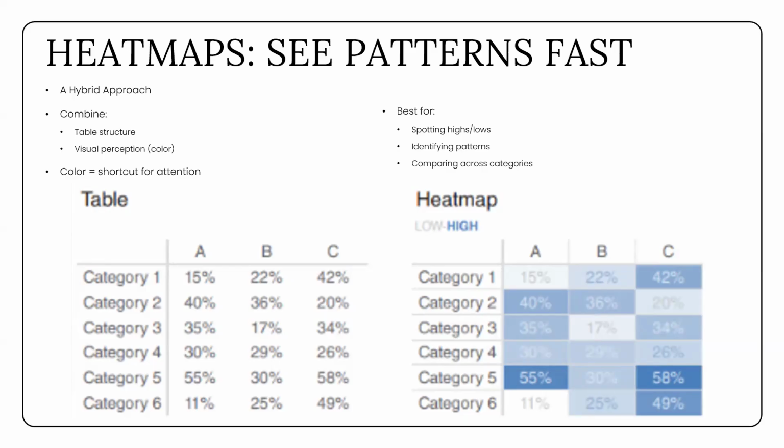Color becomes a perceptual shortcut. However, color must always be interpretable. Legends, scales, and consistent encoding are essential. Heat maps should clarify meaning, not obscure it.